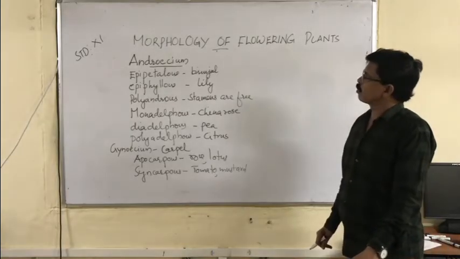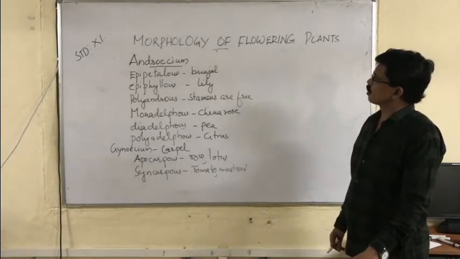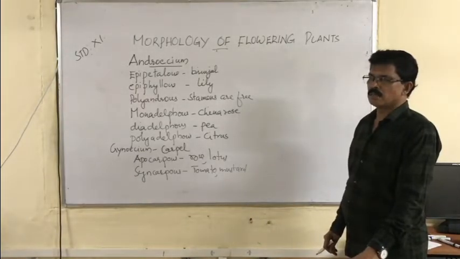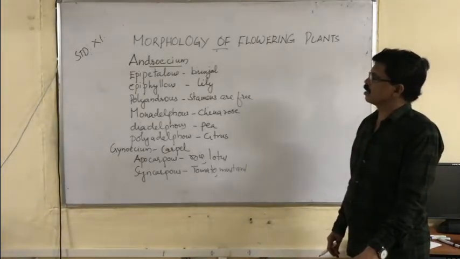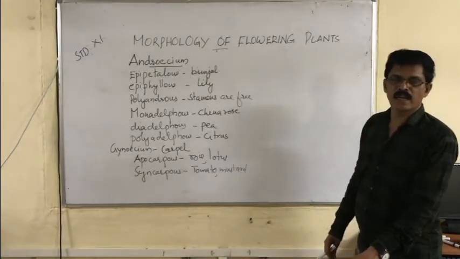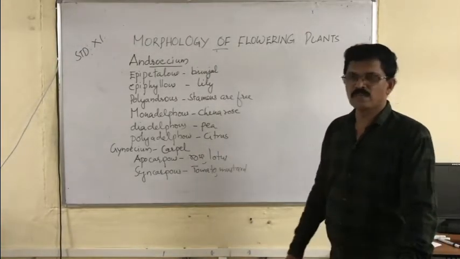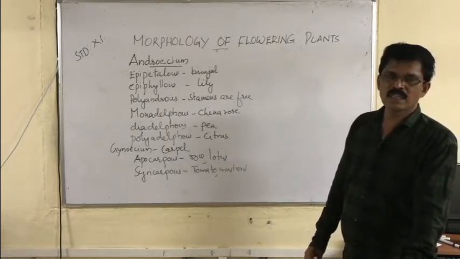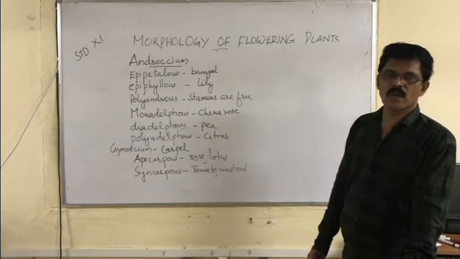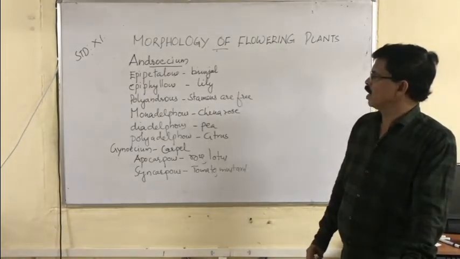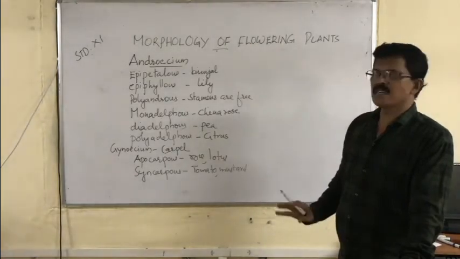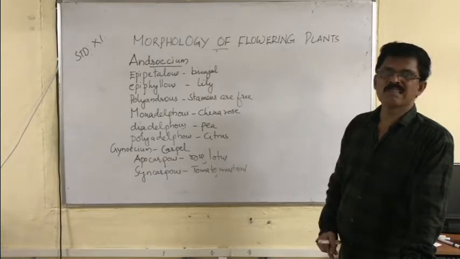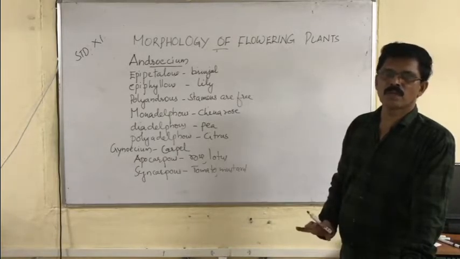Yes, students, we are coming back to the same chapter, morphology of flowering plants, androecium. We have already studied the gynoecium in detail. Androecium is the male reproductive organ, which consists of individual units called stamens. We have already studied this in lower classes. Stamens consist of anther and filament, but androecium is the collection of stamens. Totally, it is the male reproductive part of a flower.